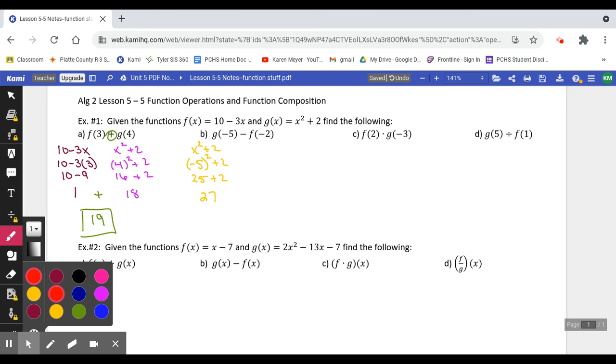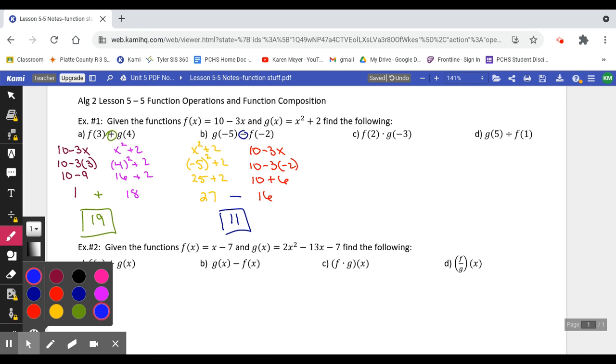f of negative 2, so here's my f function, 10 minus 3x. Plug in negative 2 for x, so 10 minus 3 times negative 2. So that would be 10 plus 6, which is 16. And then the operation between these two is subtraction. So 27 minus 16 is 11.